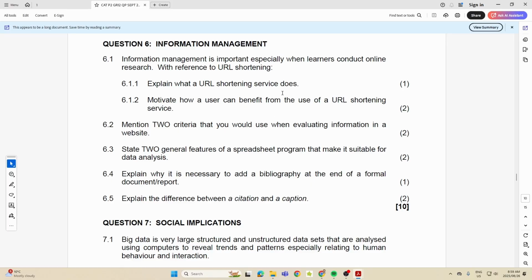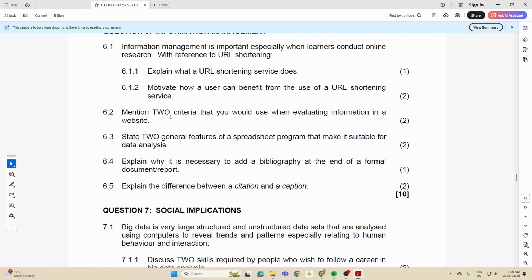So the first thing is a URL shortener. What does it do? It simply converts that long URL into a shorter version. It doesn't mess with the content. It just shortens the actual link. Why would it benefit? Because it's just easier to share, right? It's easier to distribute. What criteria do you use when evaluating information on a website? You want to check if it's accurate, if it's accessible, if it's objective. What does it cover? Those type of things.